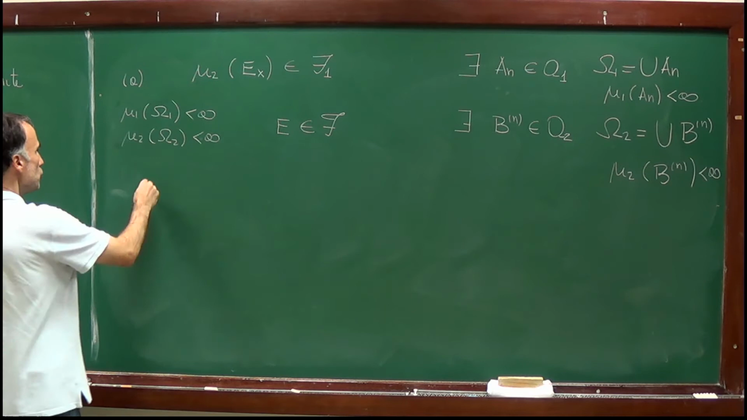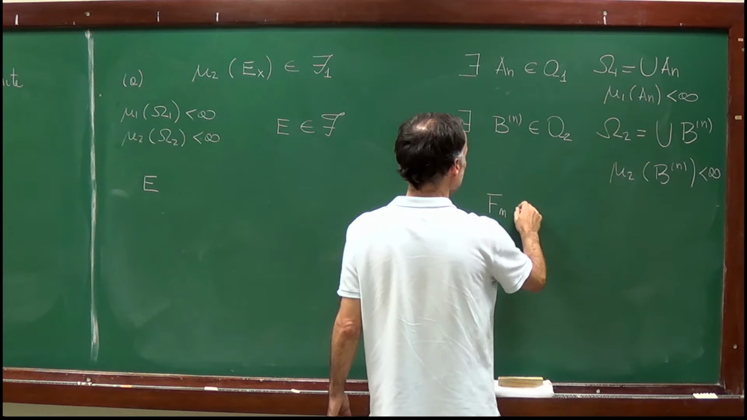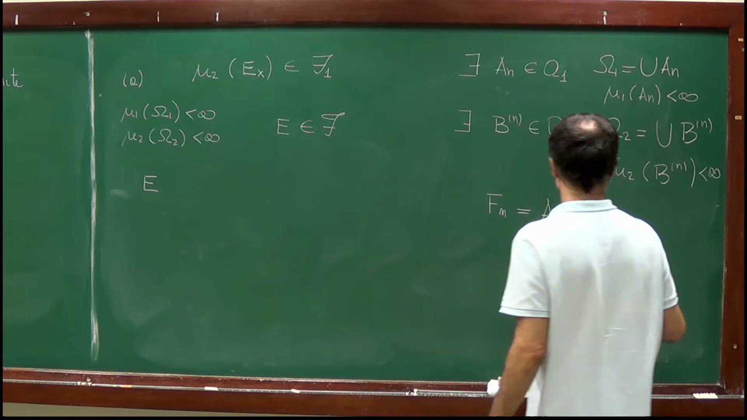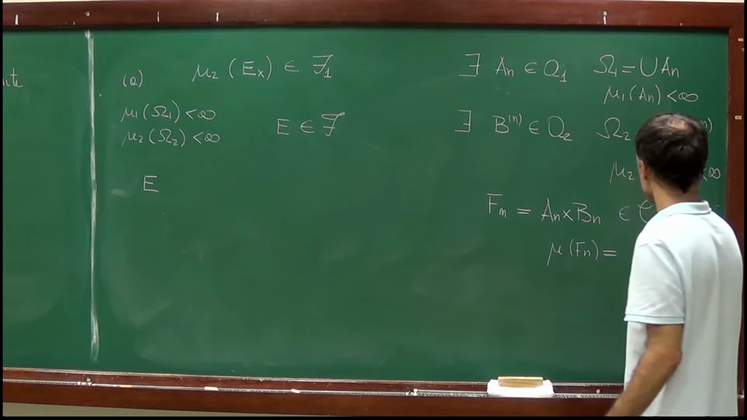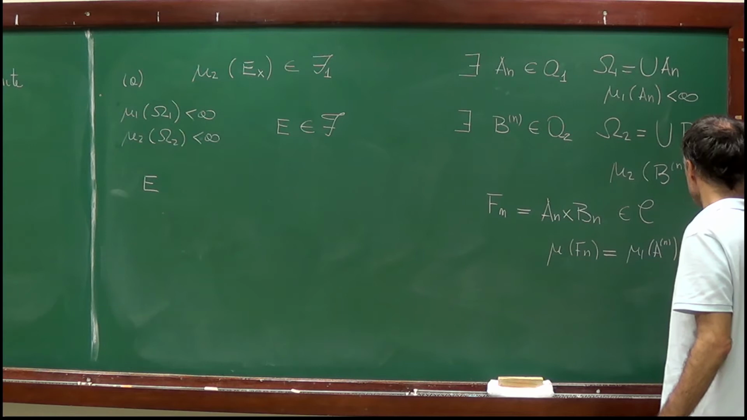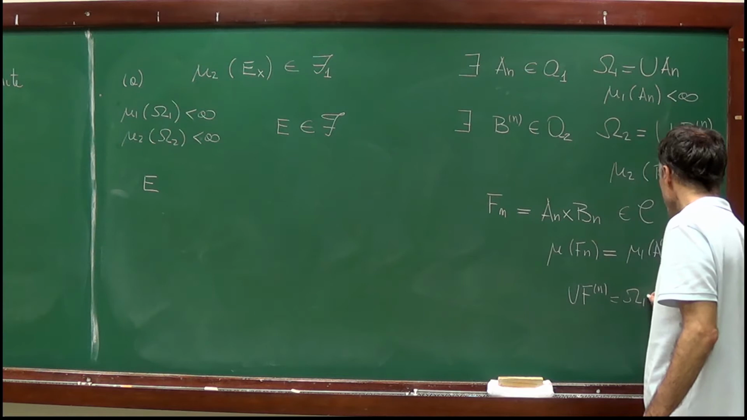Let me represent by Fn the set An times Bn. So this is an element of the rectangle cylinder set, and mu of Fn is equal to mu1 of An times mu2 of Bn, which is finite, and also the union of the sets Fn is equal to omega1 times omega2. Okay, this union is clearly contained.